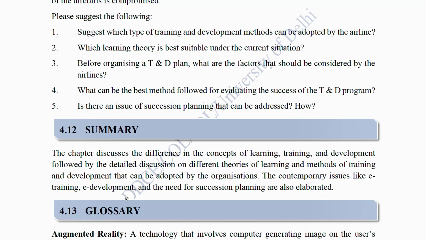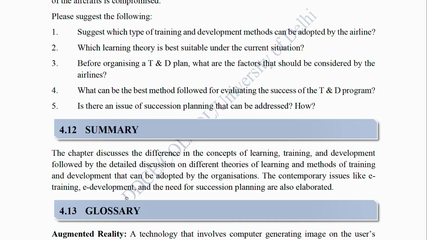Please suggest the following. First, suggest which type of training and development methods can be adopted by the airline. Second, which learning theory is best suitable under the current situation. Third, before organizing a T&D plan, what are the factors that should be considered by the airline? Fourth, what can be the best method followed for re-evaluating the success of the T&D program? Fifth, is there an issue of succession planning that can be addressed? How?